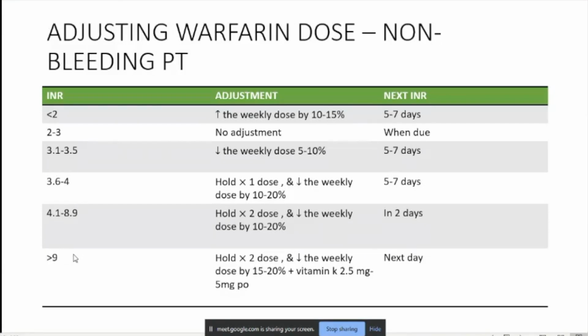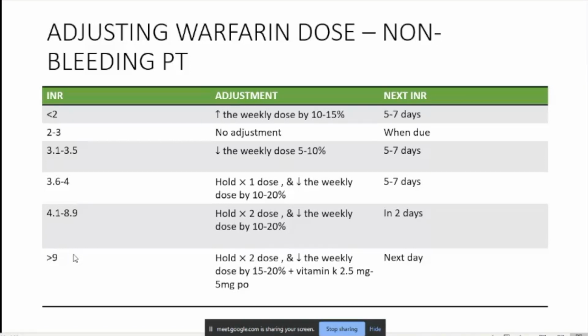If you notice, in most situations, if it is above 3.5 and the physician asks what the recommendation should be, you have to say hold the dose and decrease the weekly dose. Again, hold the dose, decrease the weekly dose. The only case where we add vitamin K is if the INR is above 9. Once we add vitamin K, make sure we check the INR the next day.